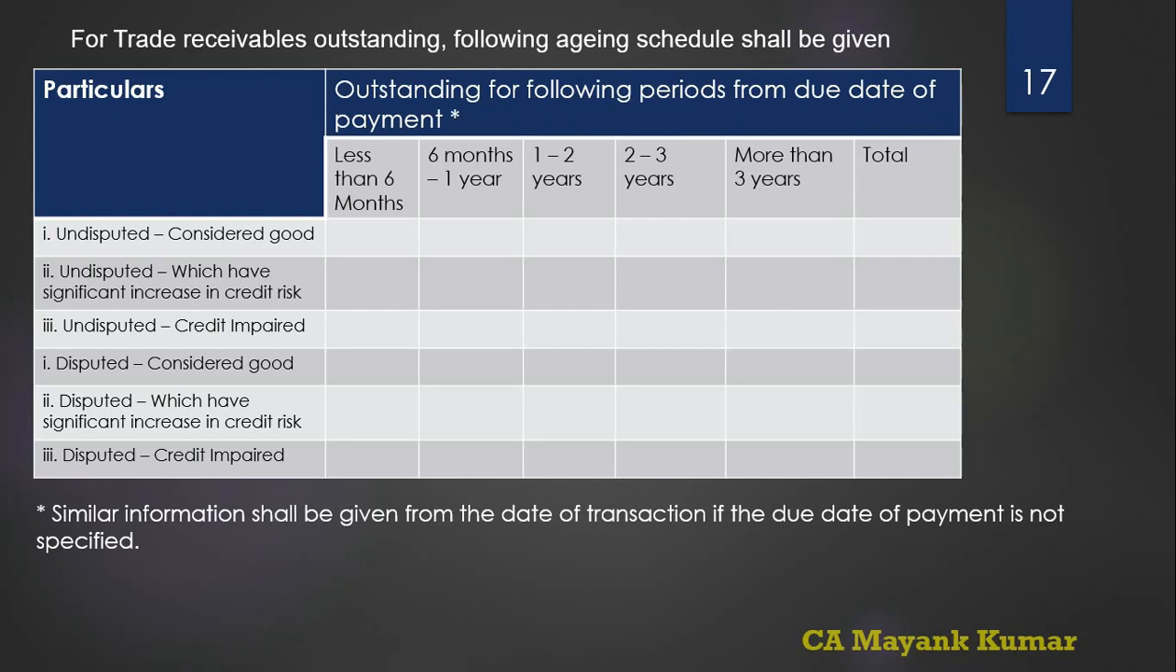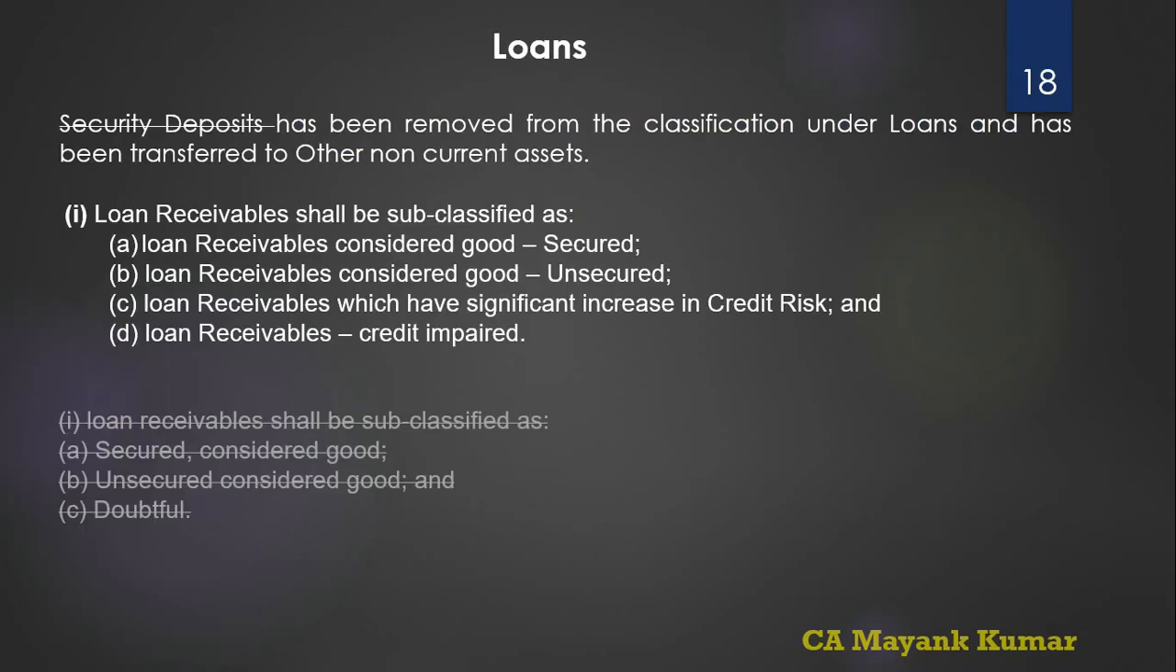And these trade receivables have to be classified into six categories. One relates to undisputed, and the second one is disputed. And this aging schedule has to be considered from the due date, but if the due date is not mentioned, then the date of transaction will be considered.